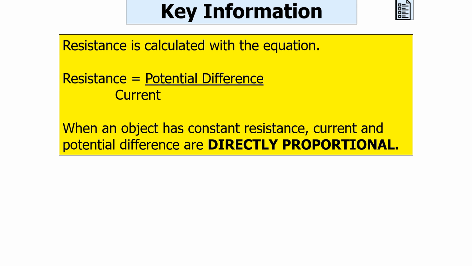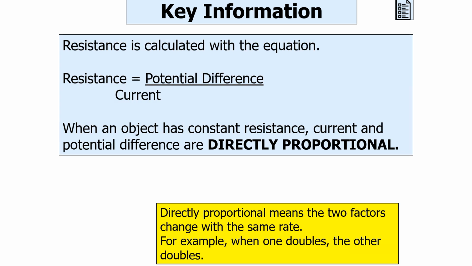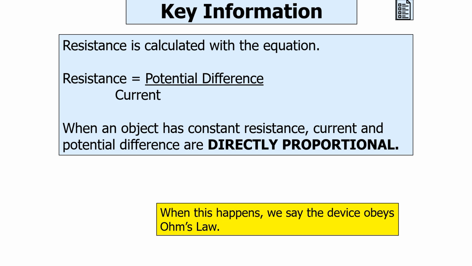Now, when an object has a constant resistance, current and potential difference are directly proportional. Directly proportional means that the two factors change at the same rate. So, for example, when one doubles, the other doubles as well. When this happens, we say that our device obeys Ohm's law. We say it is an ohmic component.